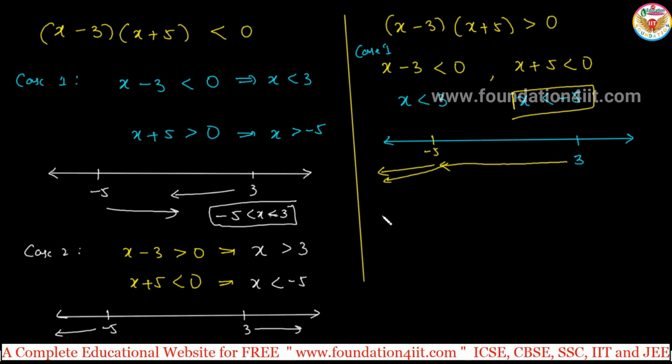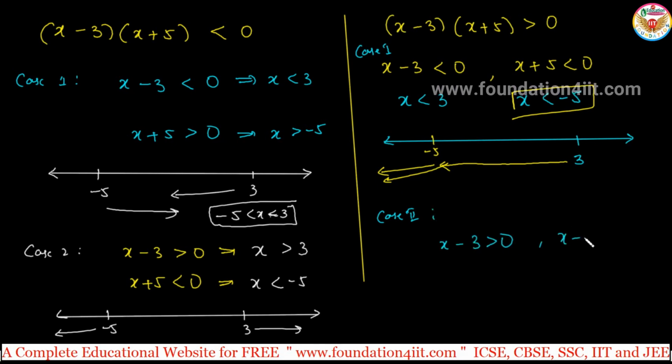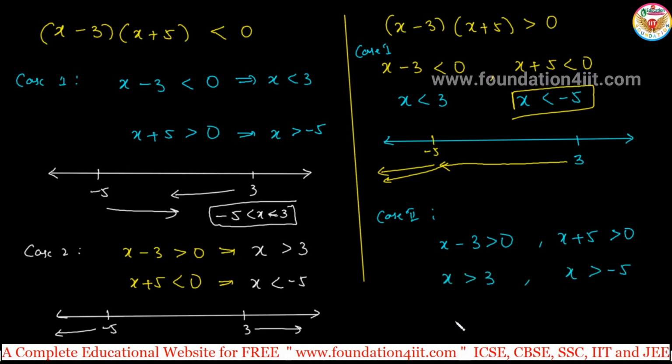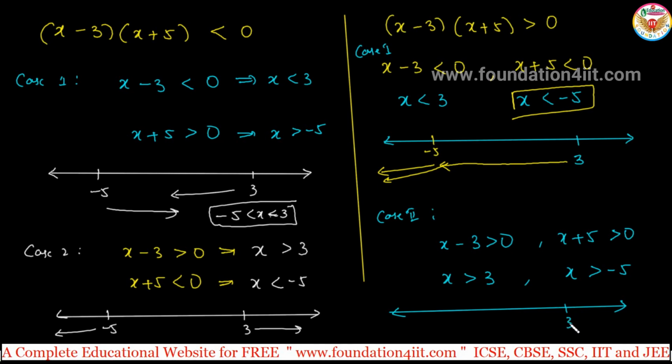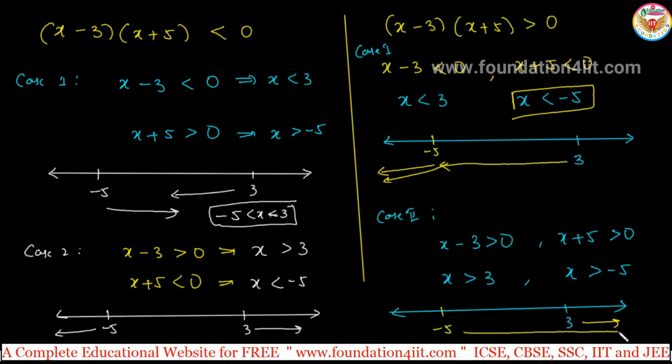Now the case 2, the second type. X minus 3 greater than 0 and x plus 5 greater than 0. Both are positive. For this case, x is greater than 3, and x is greater than minus 5. Let us represent this on the number line. X is greater than 3: this is 3, from 3 all the values to the right side. X is greater than minus 5: minus 5 is here, from here all the values to the right side. So the common part is this, that means x is greater than 3.